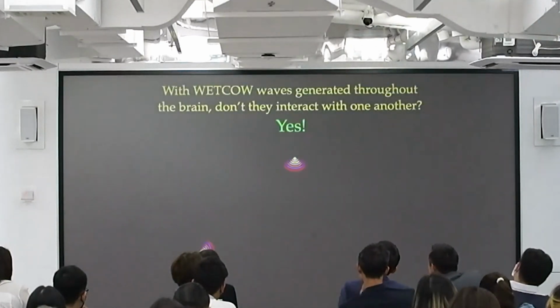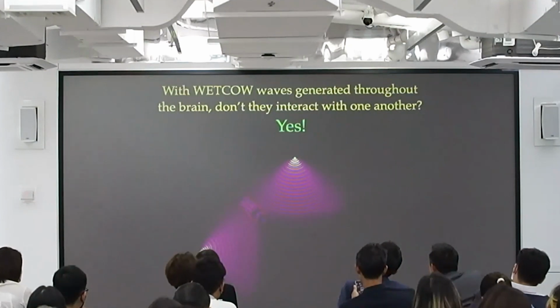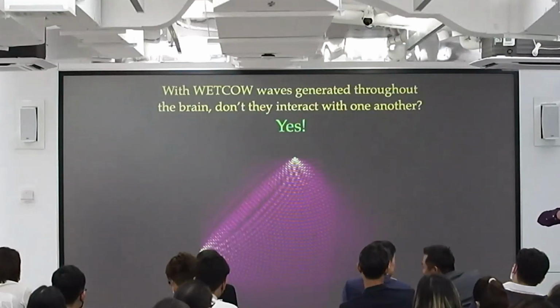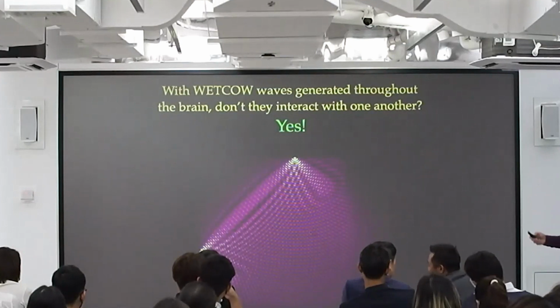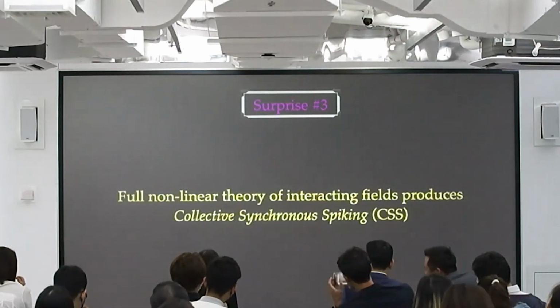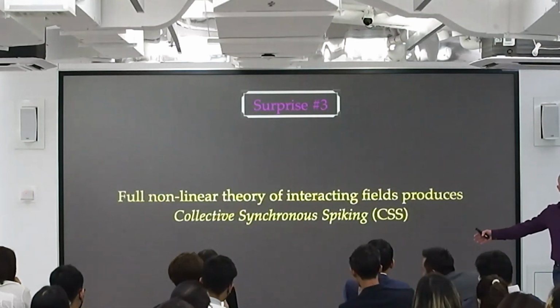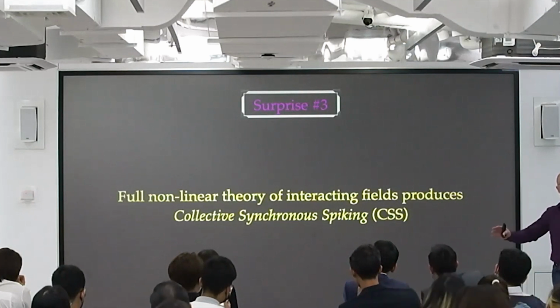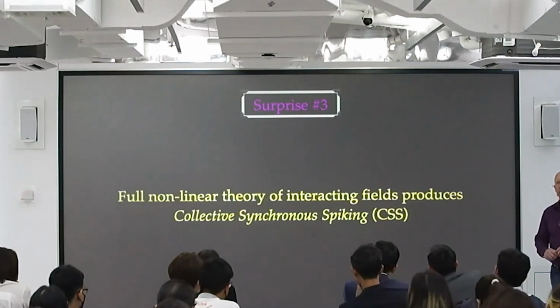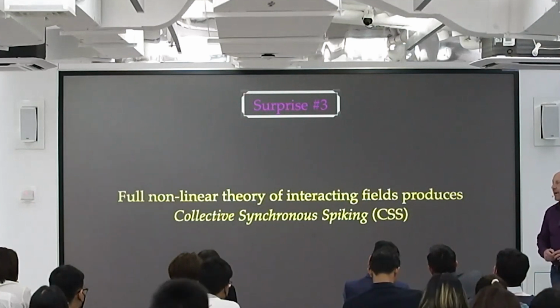Okay, so you have all these waves. Do they interact with each other? And these are just idealized wave patterns. So when waves interact, you get interesting interference patterns and cooperative and non-cooperative phenomena. So in fact, they do interact. And so this is surprise number three, which is that when you actually solve these nonlinear equations, it creates spiking. So it's not very intuitive, but it creates spiking behavior anywhere.